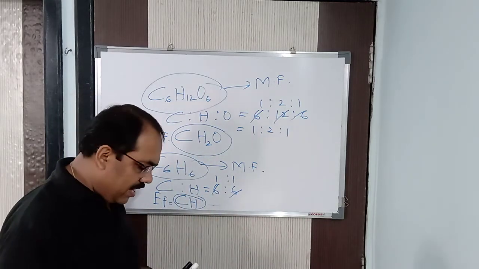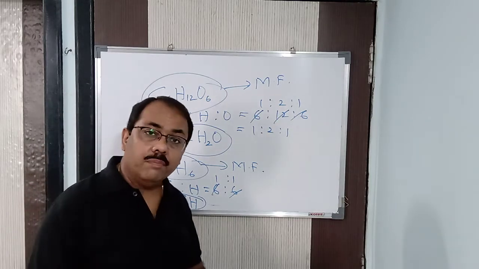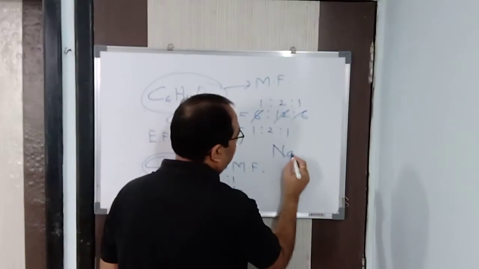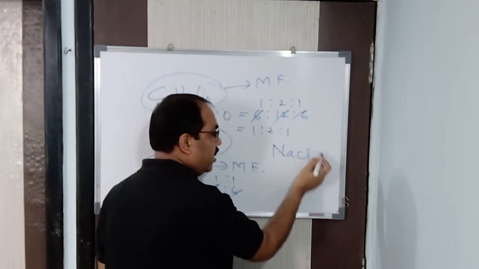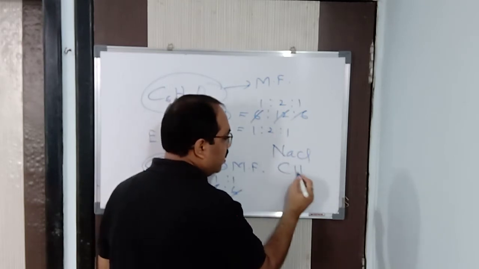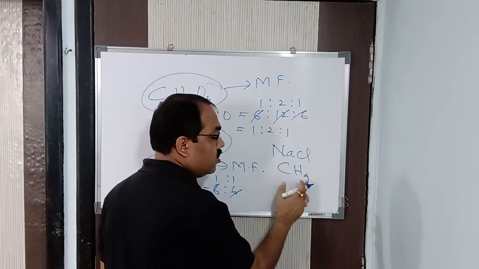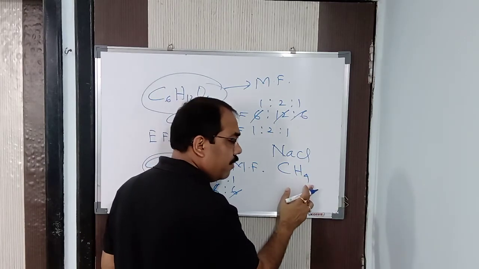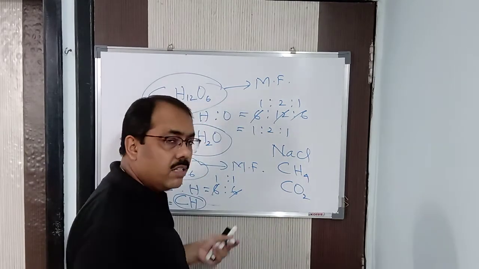That's it. But there are certain compounds where the molecular and empirical formula are both the same. For example, we can say NaCl. Can we simplify it further? No, it's already 1:1. So it is both the empirical and molecular formula. CH4, can we have a simpler formula? No, it is 1:4 already. So in this way, it is both an empirical formula as well as a molecular formula. CO2, it is both empirical as well as molecular formula.